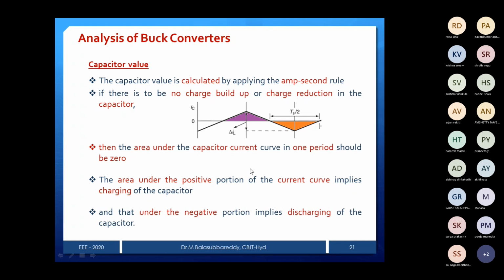Now what is the other one? Capacitor value. Because in a circuit we use inductor and capacitor, those are the design parameters. The capacitor value is calculated by applying the ampere-second rule. Now you can see that this is the charging part and discharging part. Capacitor current in one period, the sum of this will be 0. Then for half period, if you take Ts by 2, the total ripple magnitude is delta IL. From this peak to that peak, this duration is the ripple, that is delta IS.